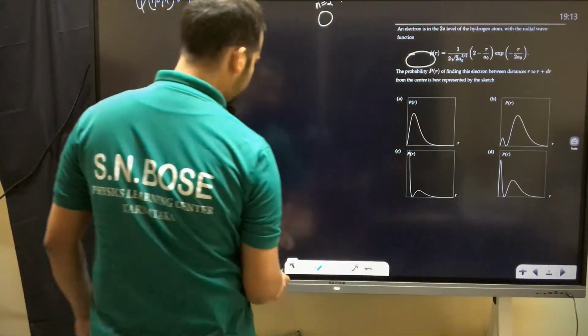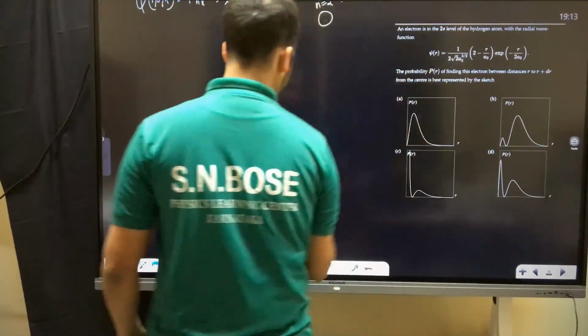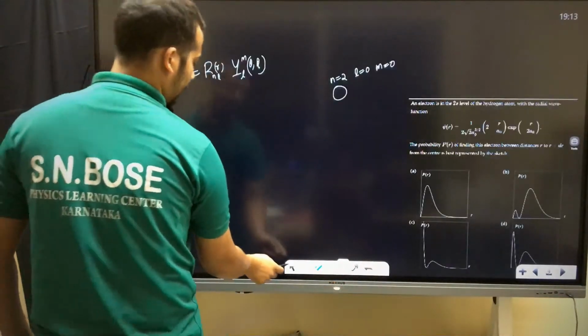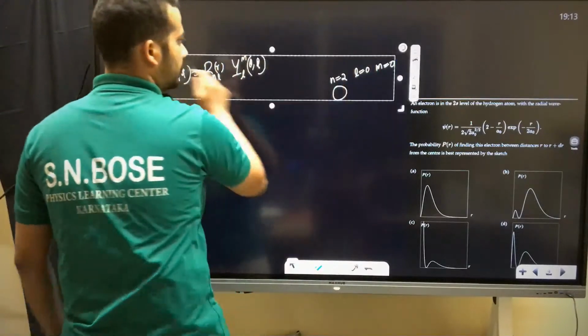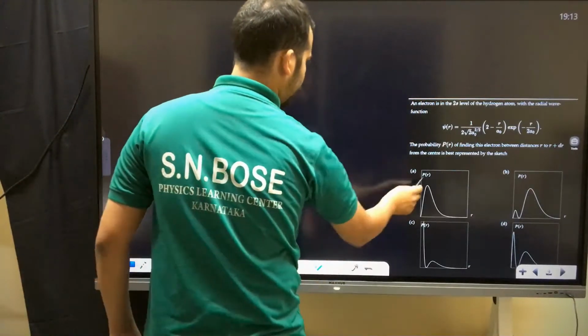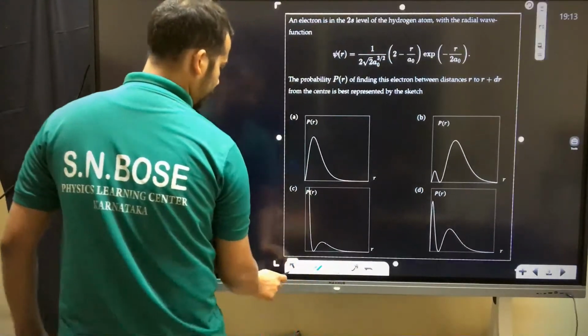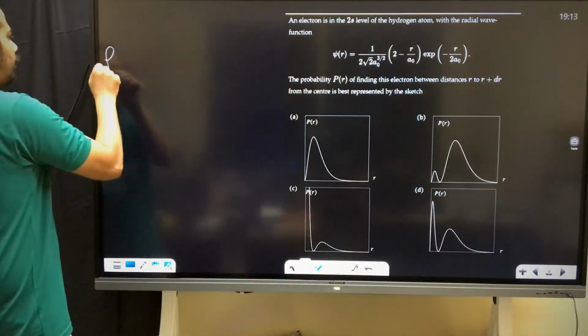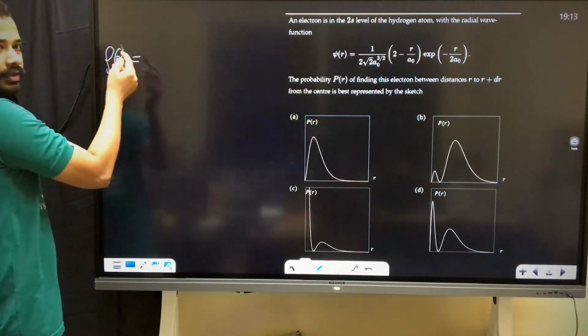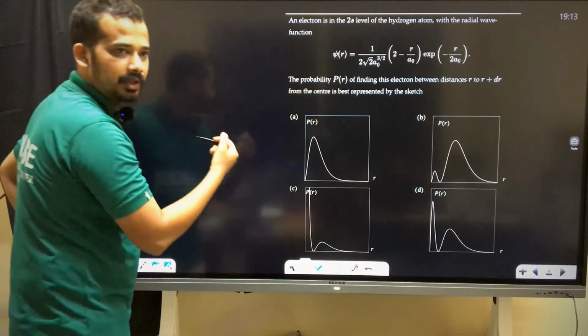I hope you understood the whole concept. Now let me directly write the radial probability distribution, because there are many problems related to this one. So what is rho of r? For me, rho of r is probability per r.